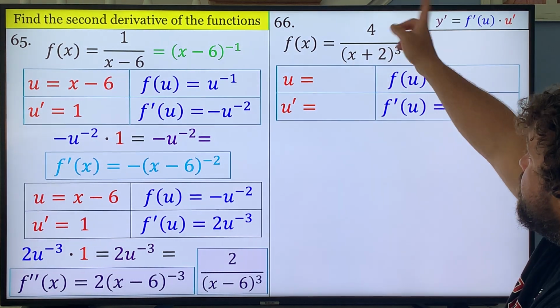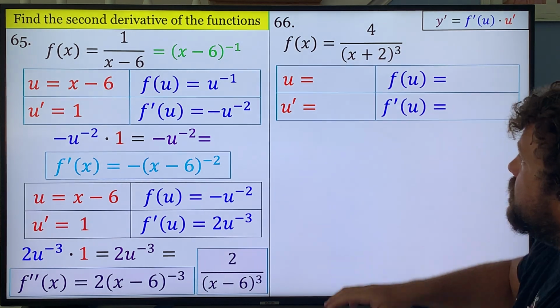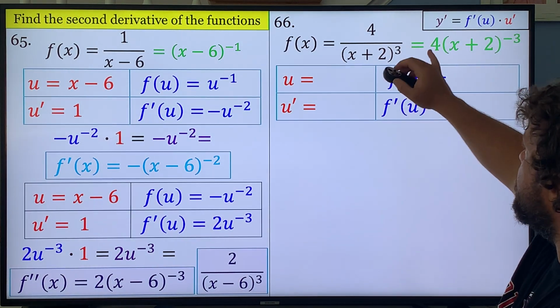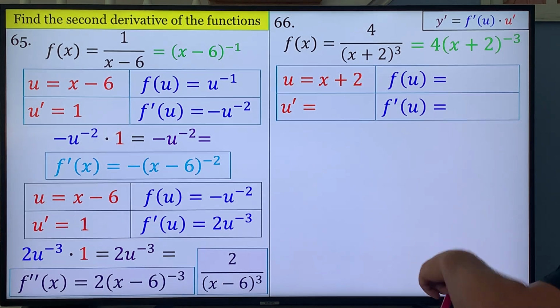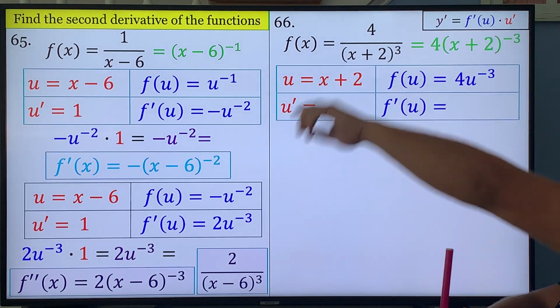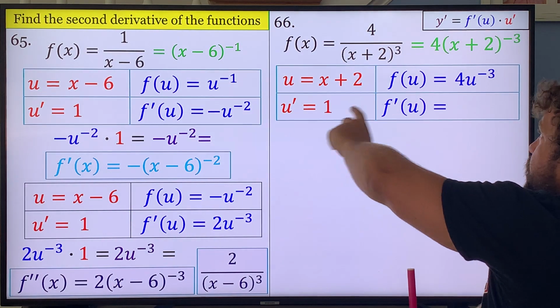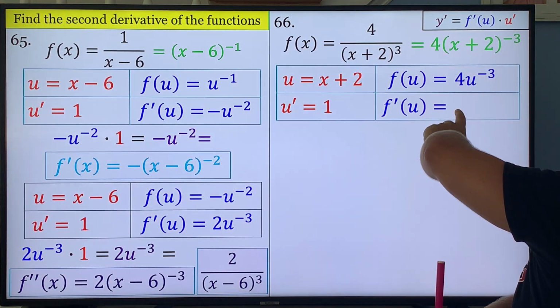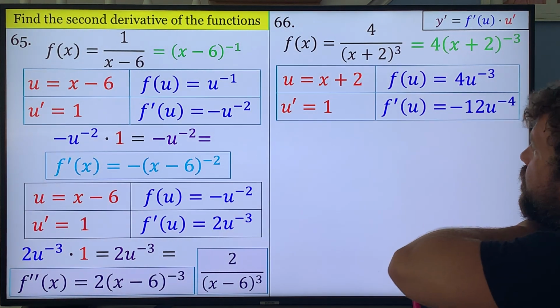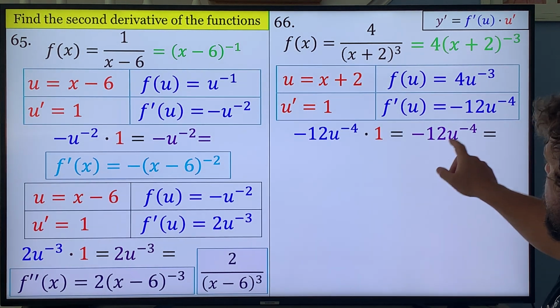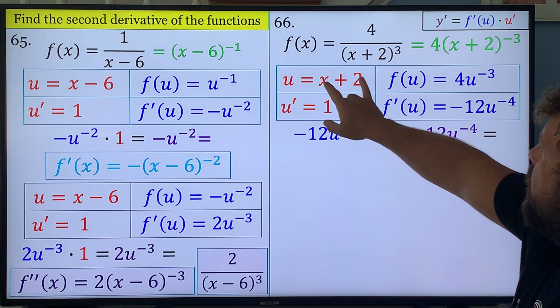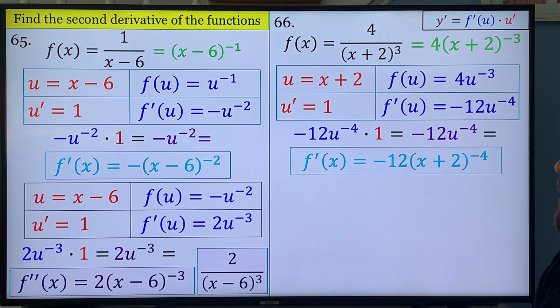Got it? u. x plus 2. Because this is the same as 4 times x plus 2 to the negative 3. So x plus 2 is your u. This is 4u to the negative 3. 1. 4 times negative 3 is negative 12u to the negative 4th. All right? 1 times that is itself. It's still negative 12u to the negative 4th. Negative 12, x plus 2 to the negative 4th.